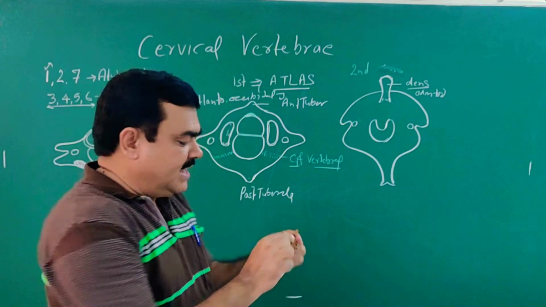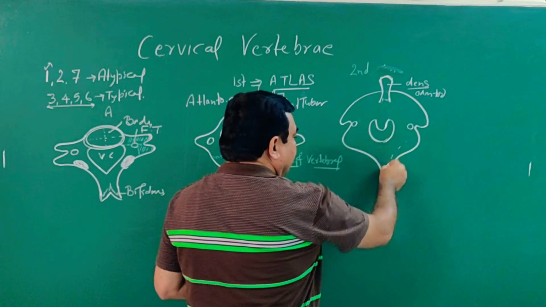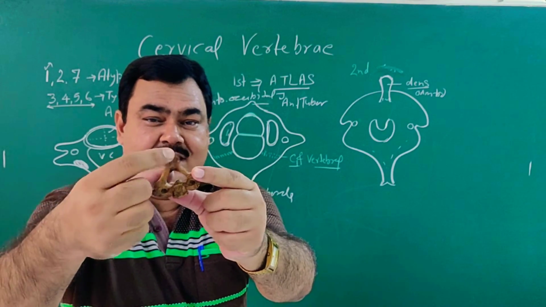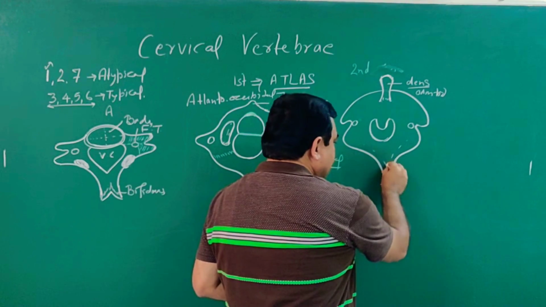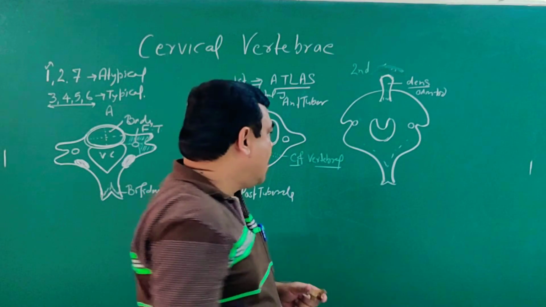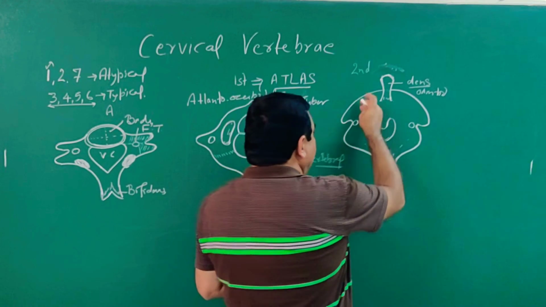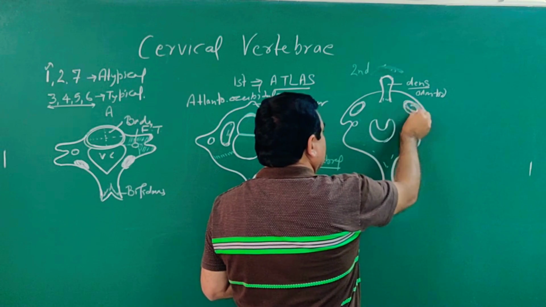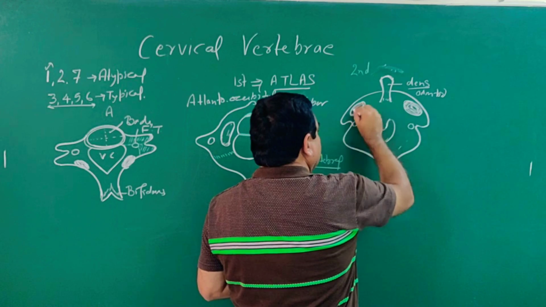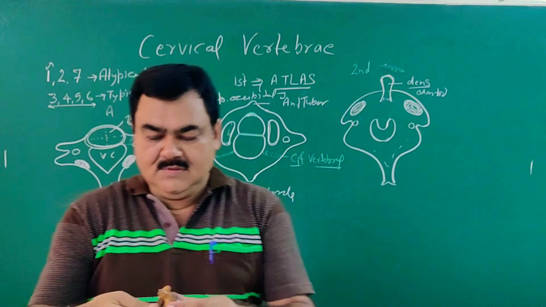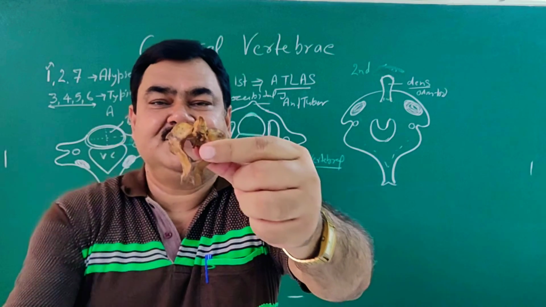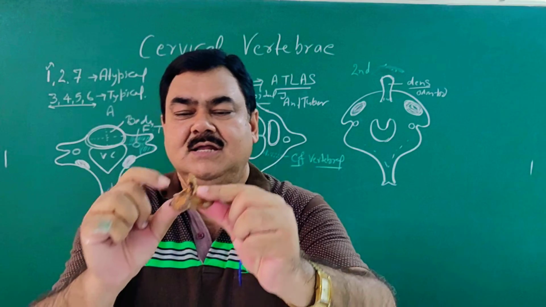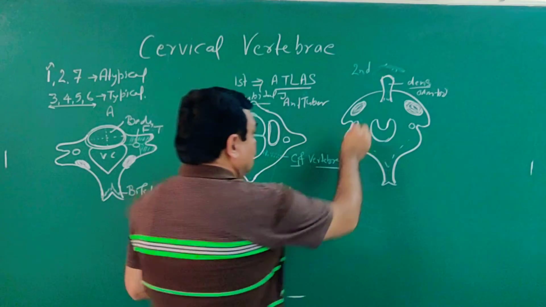Here is the foramen transversarium. This is the lamina. The lamina is thick and strong, and here is the spine. The spine is bifid. So the spine is bifid, and the lamina is thick and strong. And here you can see this is the superior articular facet. This superior articular surface is almost flat.